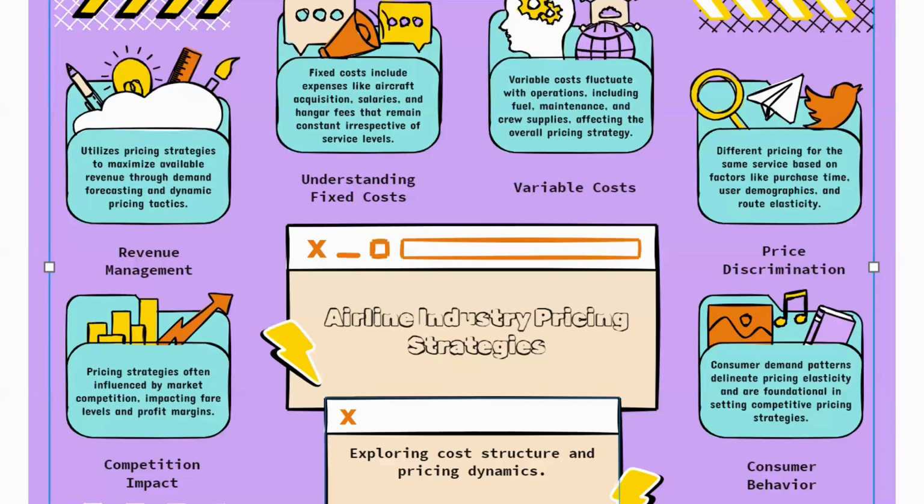So, when it comes to the airline industry, the pricing strategy follows a lot of parameters. So we'll make an attempt to explore cost structure and pricing dynamics in the airline industry. Firstly, for pricing, cost is important, but not just cost. Pricing is about cost, it's about consumer behavior, it's about competition, it's about revenue. So pricing is a combination of all these, but the factor that is of foremost importance is cost.